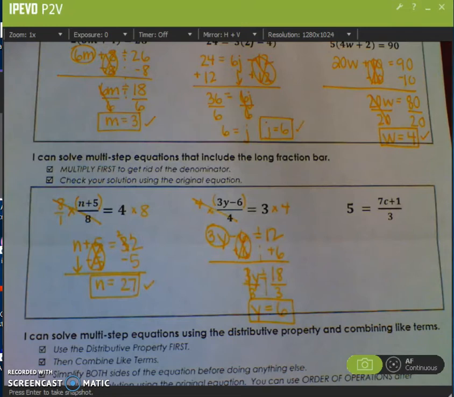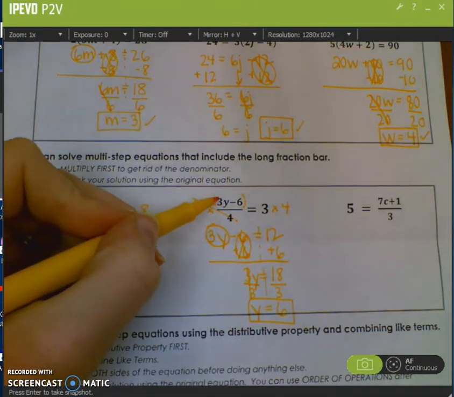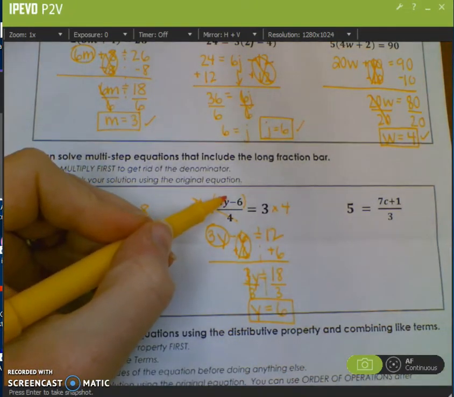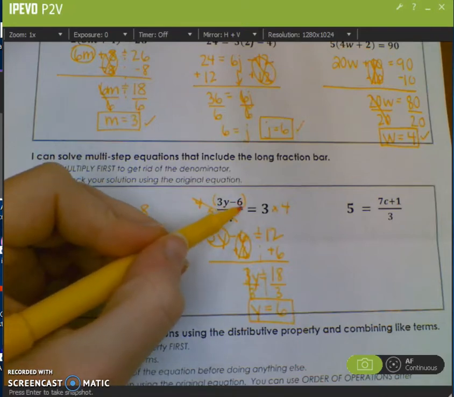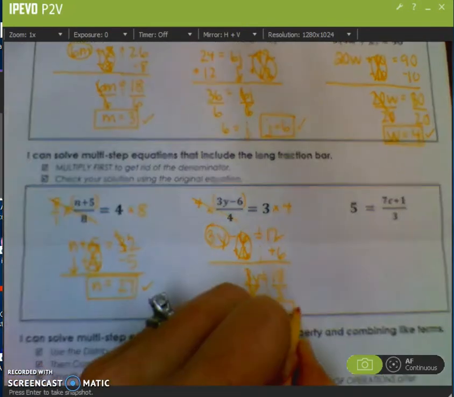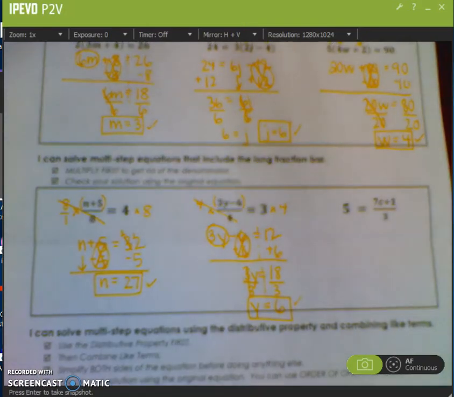Now let's check and make sure it makes sense. I'm going to plug this in. 3 times 6 is 18. 18 minus 6 is 12. And then 12 divided by 4 is 3. So my answer checks and makes sense.